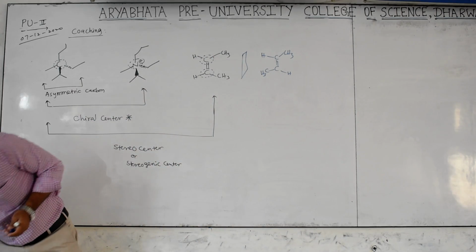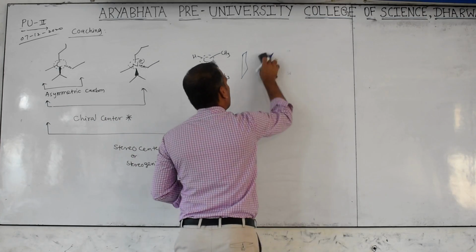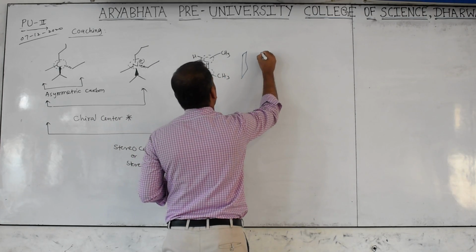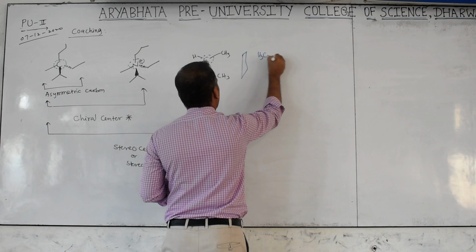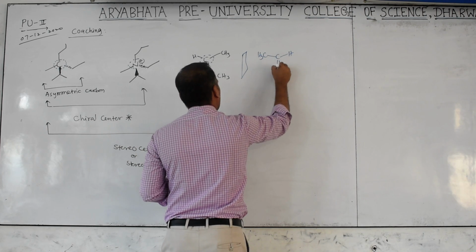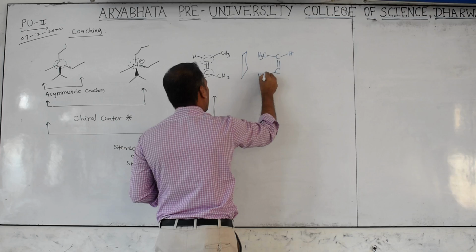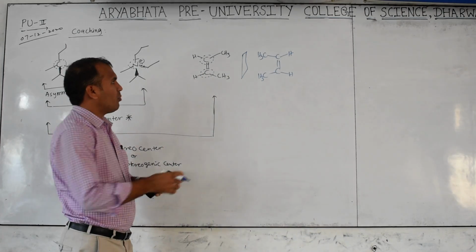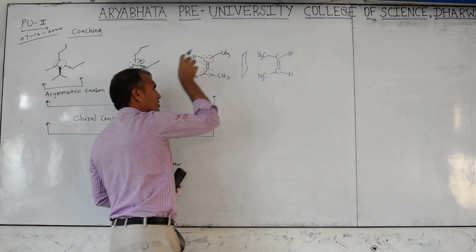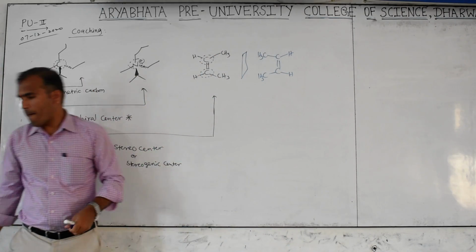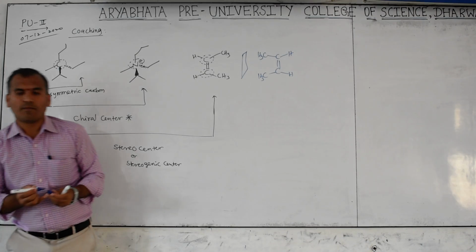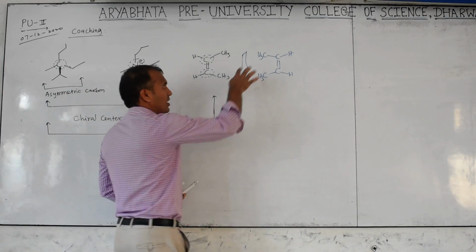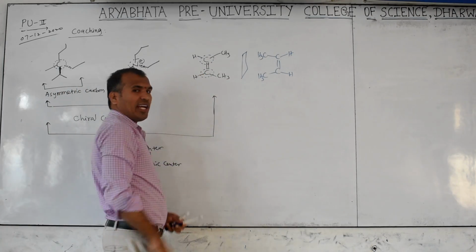How? See, CH3 H double bond CH3 H. Pick it up and place it. Superimposable or not? No. How? This CH3 comes on which side? The hydrogen side.